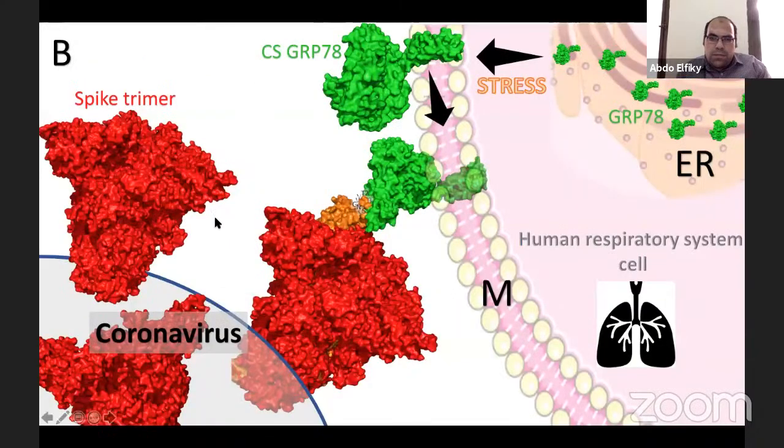This is the complete model of GRP78 over the cell membrane and the spike protein over the coronavirus. And this is the interaction that can help the coronavirus to enter the cell.